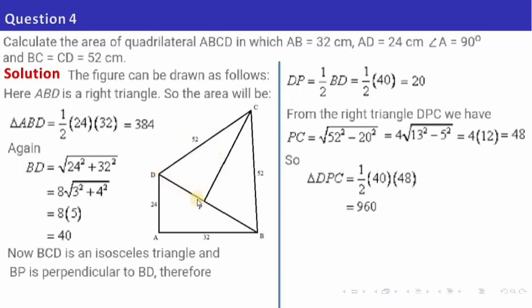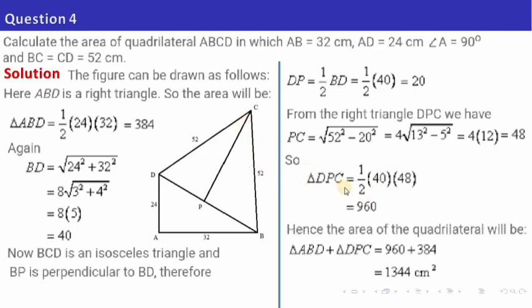Base is 20, right? Base is 20 and height is 48. Okay, just wait a minute. DP is, this is 20. Okay, this has to be 20. Kindly make the correction. Yes, so this has to be 20. When you multiply, it won't be 960, but it will be 480.